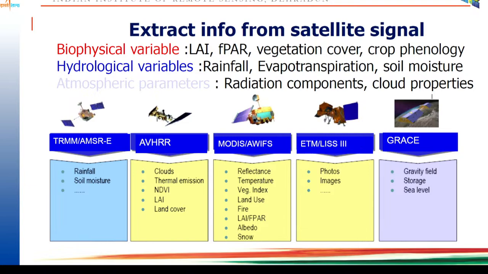So all these satellites can help retrieve biophysical variables, hydrological variables, as well as atmospheric variables, which are vital with respect to agriculture. As I said earlier, agriculture takes place under open sky. Farmers don't have any control. So it is influenced by atmospheric parameters, by hydrological parameters, as well as some biophysical variables which control the growth and development of the crop.